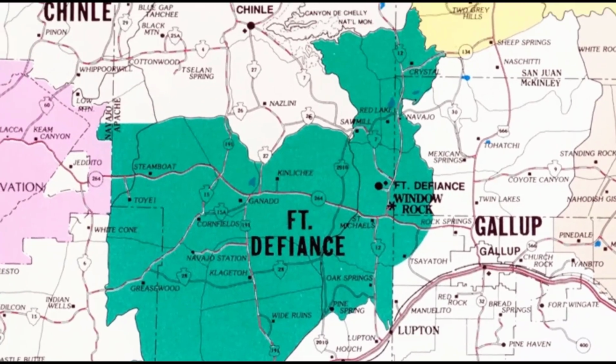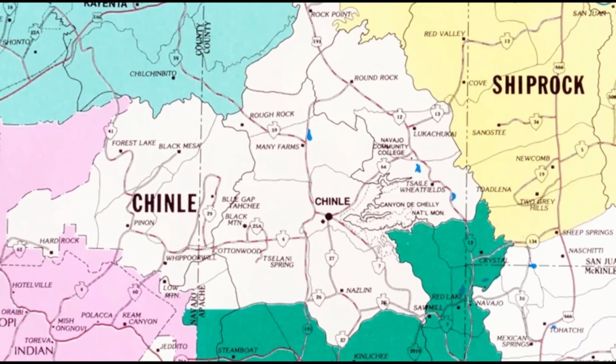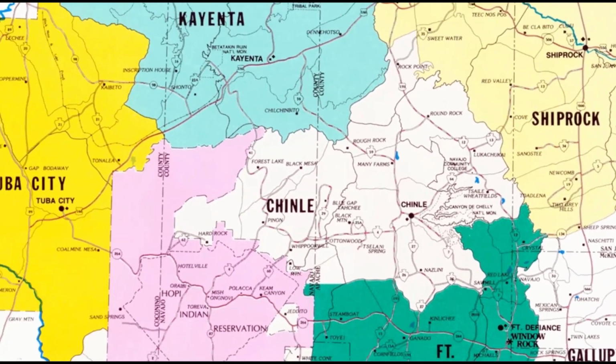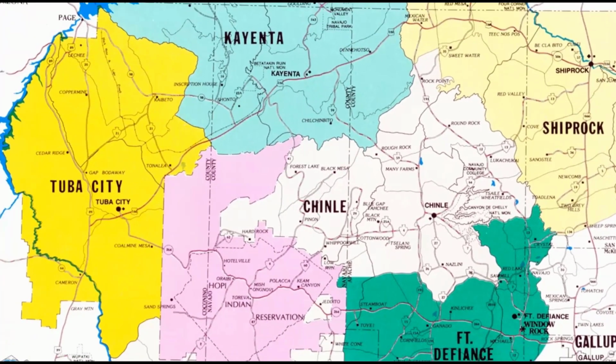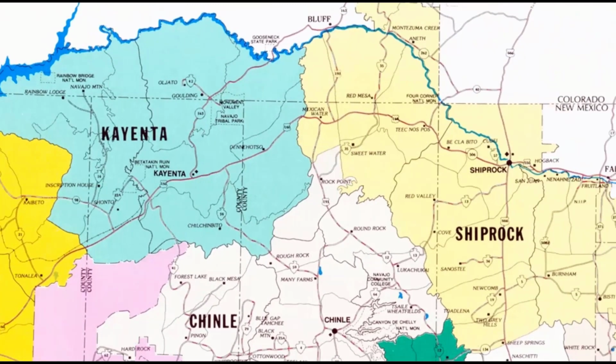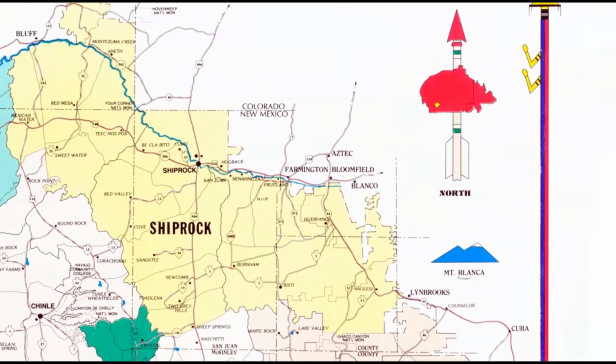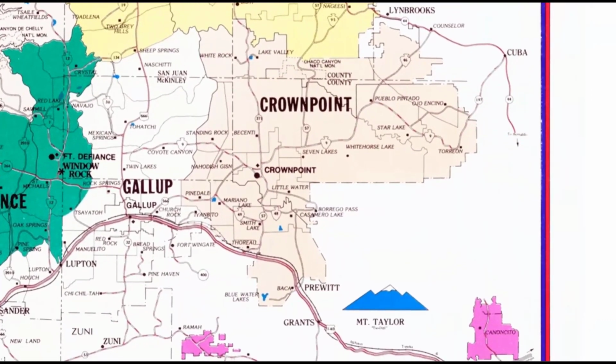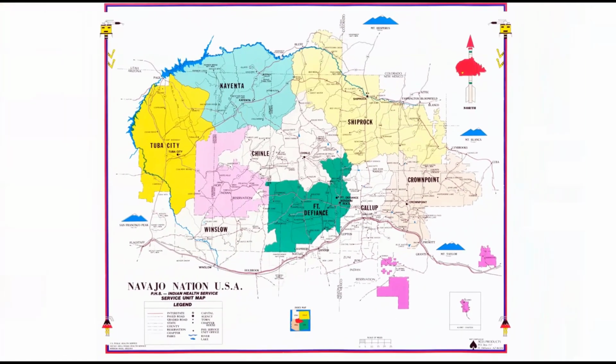Then when I click on it, it's going to move over to the Chinle area. And when I click on it again, it's going to move over to the Tuba City area. Click on it one more time. It's going to move over to the Kayenta area. And click on it again. You're going to move to the Shiprock area. And then when you click on it again, it's going to move to the Crown Point area. And then when I click on it last, it's going to move back to the original slide.